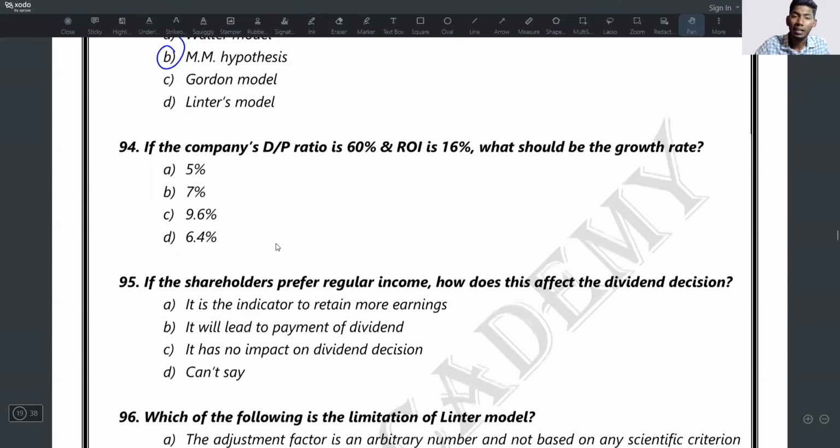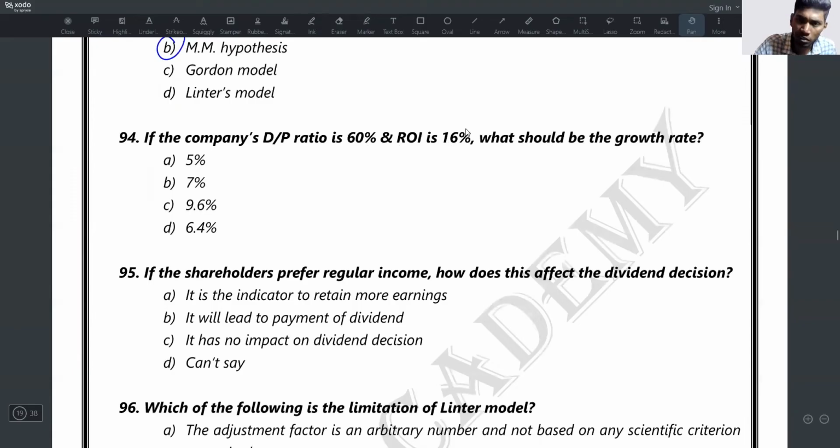So moving to question number 94. If the company's dividend payout ratio is 60% and return on investment is 16%, what should be the growth rate? Already we have discussed. Growth rate is equal to ROI into retention ratio. Simply we have to find the retention ratio. If the dividend payout ratio is 60%, then the remaining 40% is the retention ratio, right? So growth rate is return on investment into retention ratio, 16% into 40%. If you do that, you will get 0.064, which is nothing but 6.4%.